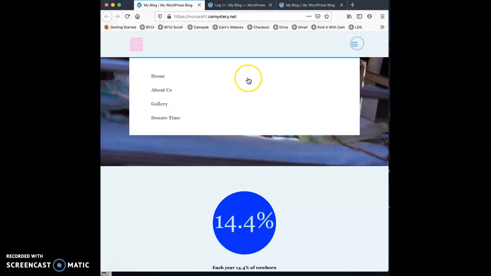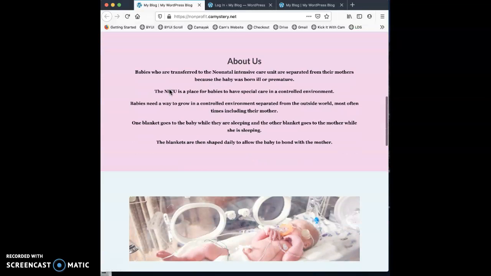And then we go down here to the About Us. Now the About Us talks about what Blankets for Babies does. And Blankets for Babies is simply a non-profit organization where people can donate their time to help cut out heart pairs. And the heart pairs are for the mom and the baby.